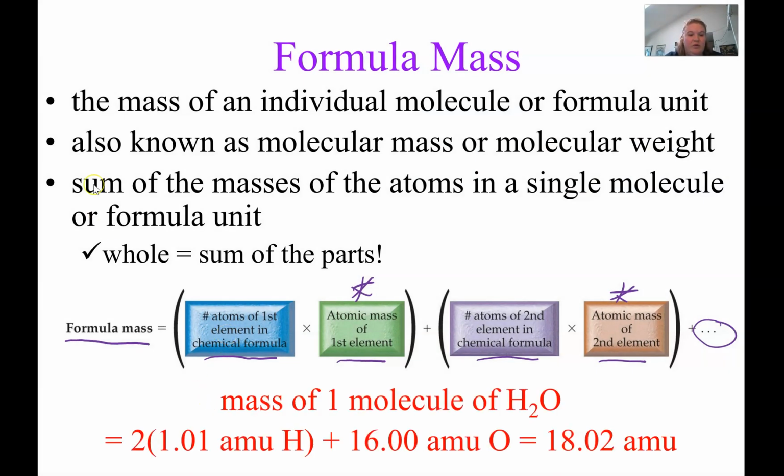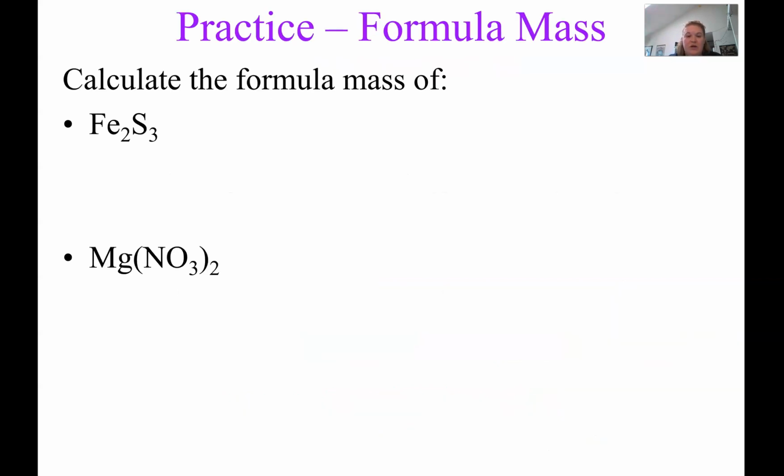So for example, for water, we would do 2 times the mass of hydrogen, because there are 2 hydrogens, plus 16, and there's only 1 oxygen. So altogether, a molecule of water would weigh 18.02 AMUs. So remember, an AMU is an atomic mass unit. So a couple quick example practice problems.